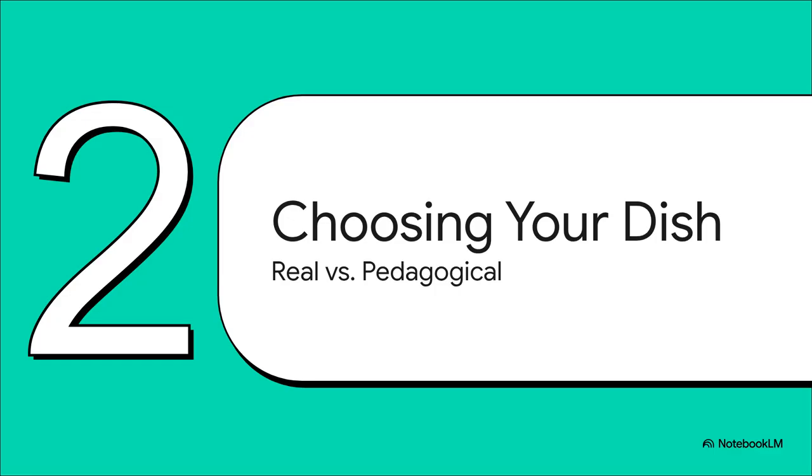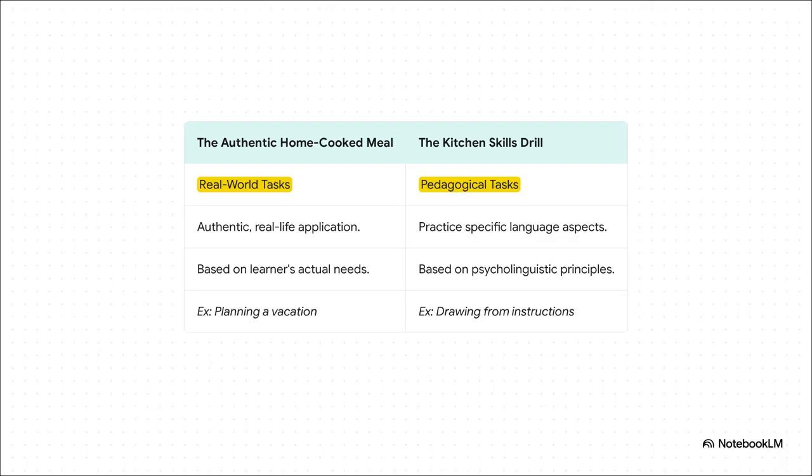All right, we have gathered our ingredients. Now it is time to decide what we're actually going to cook. In the world of TBLT, our dishes are called tasks, and they basically come in two main and equally delicious varieties. And this is the key difference. On one hand, you've got real-world tasks. Think of this as your authentic, home-cooked meal. These are things you'd actually do in real life, like planning a vacation with a friend or filling out a college application.